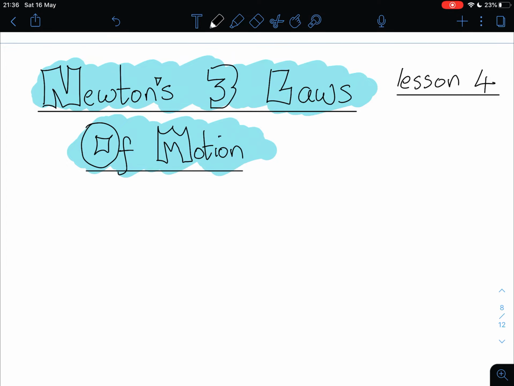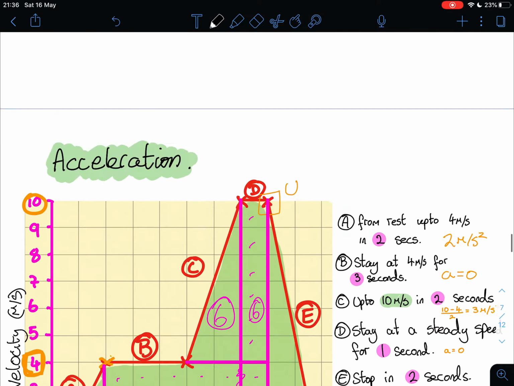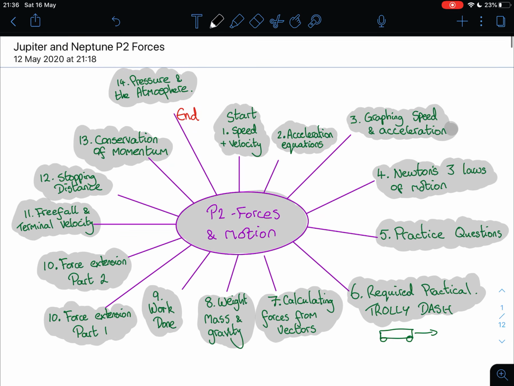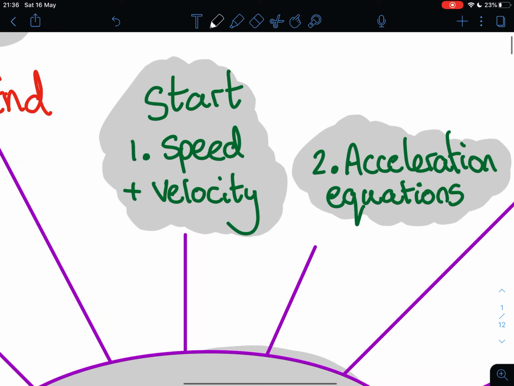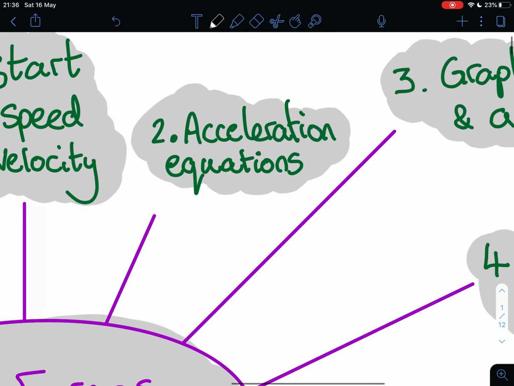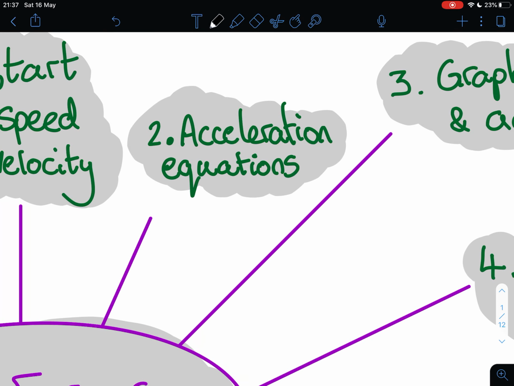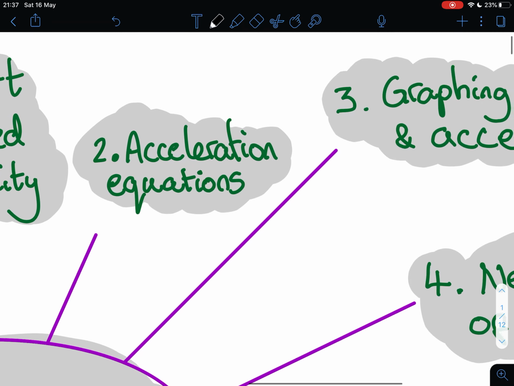So, lesson 4 of the P2 topic. The story so far. Hopefully, you've watched the introduction. You recognise this. We started with speed and velocity, speed being a scalar, velocity being a vector, and the equations. Then we did the acceleration equations. Acceleration is v minus u over t. Got to remember that one. And v squared minus u squared equals 2as. Don't worry, you get that one in the exam.